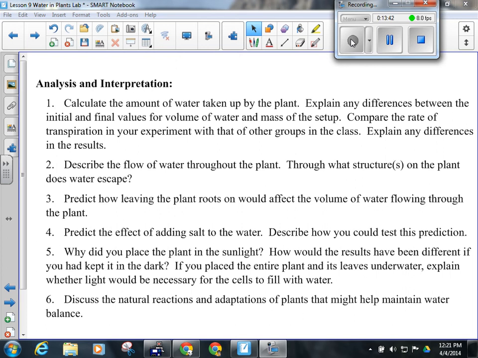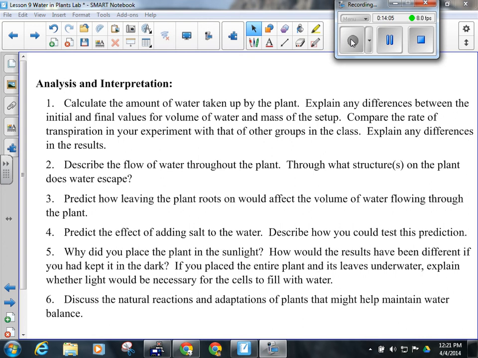A little bit here about the analysis and interpretation. Number 1 is going to be done on Monday, when you subtract the final volume from the initial volume you have today, and then you'll be able to compare that to other people. Number 2, describe the flow of water through the plant. Basically you're going to refer to your notes to answer this one, as well as refer to how your observations tell you that's what happened.